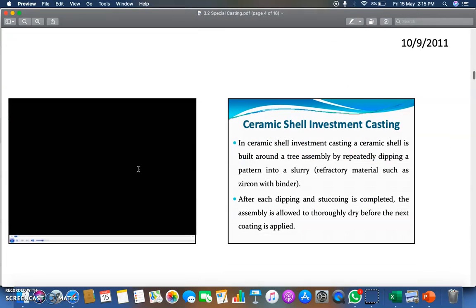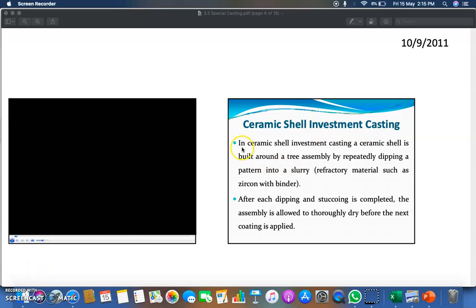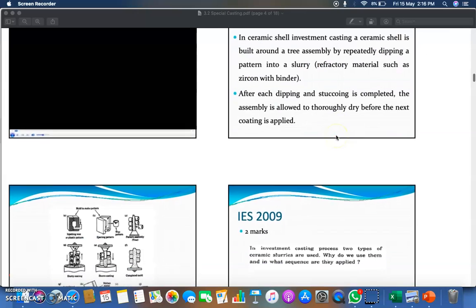Now what is ceramic shell investment casting? In ceramic shell investment casting, a ceramic shell is built around a tree assembly by repeatedly dipping a pattern into a slurry of refractory material such as zircon with a binder. After each dipping and stuccoing is completed, the assembly is allowed to thoroughly dry before the next coating is applied. In this way you can apply the principle of ceramic shell investment casting.